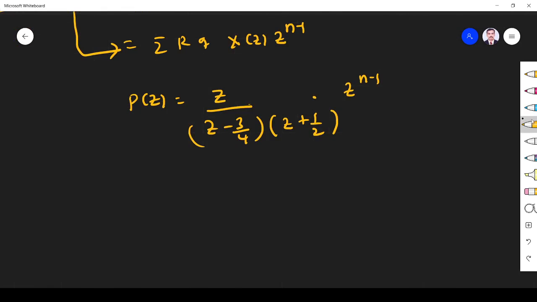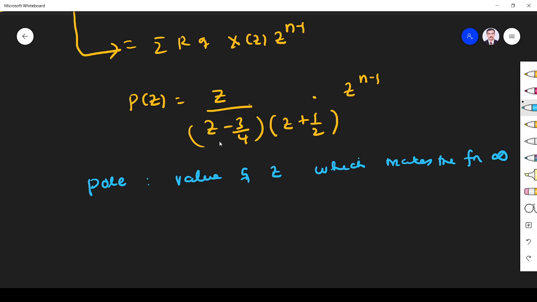So first I have to find the poles. Where is the pole? A pole is a value of z which makes the function infinity. So here you see, when you substitute z is equal to 3 by 4, the denominator becomes 0, so the function becomes infinity. So z is equal to 3 by 4 is one pole.